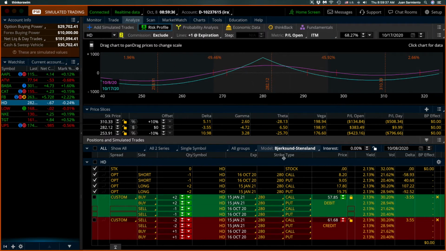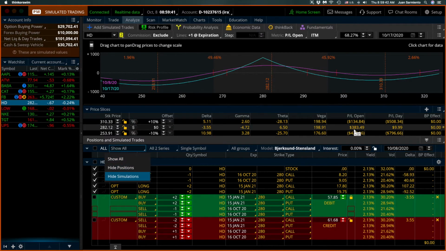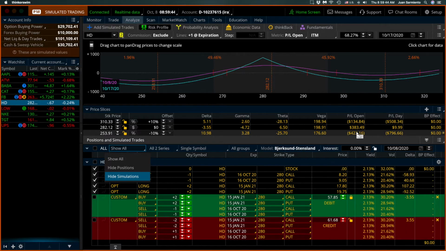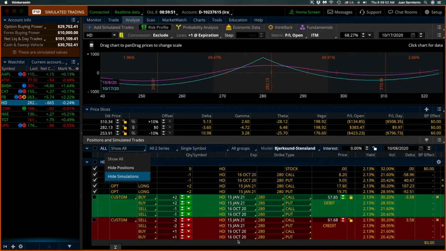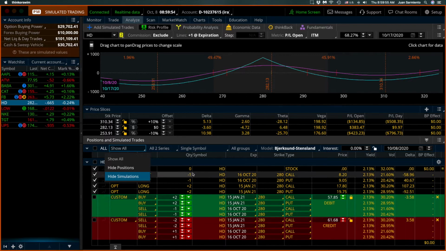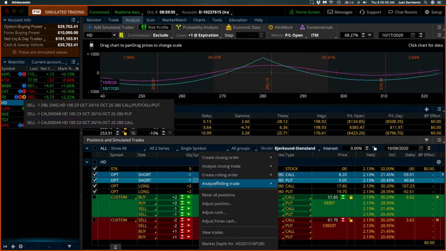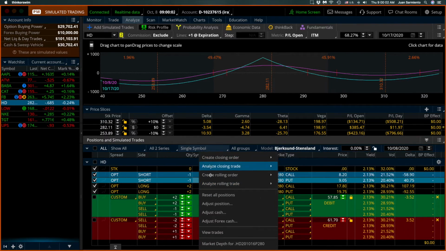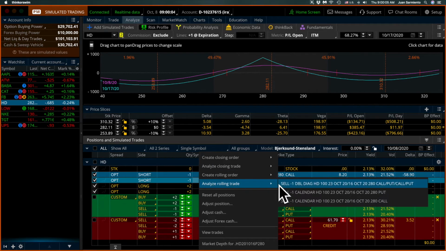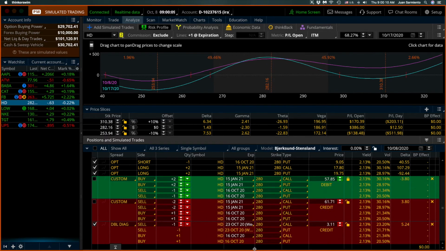We have some profits, okay? $383, not a whole lot, but we want to kick those ends in case the stock moves strongly. So that's what happens when you do a rollover. Let me just show you. We want to select the shorts, both of them, and say analyze rolling trade, and select double diagonal.